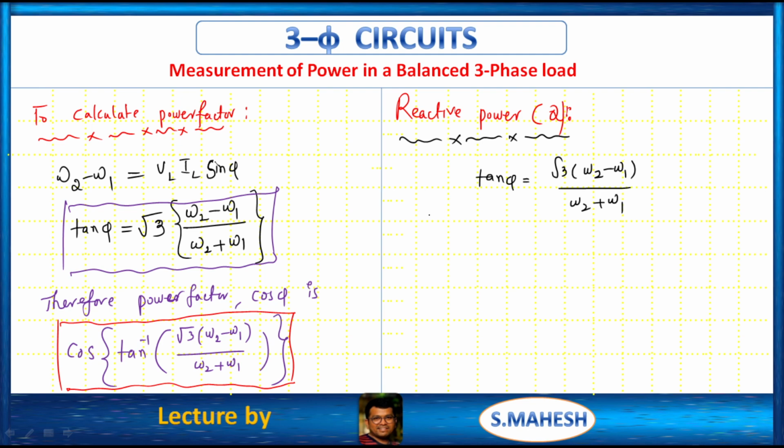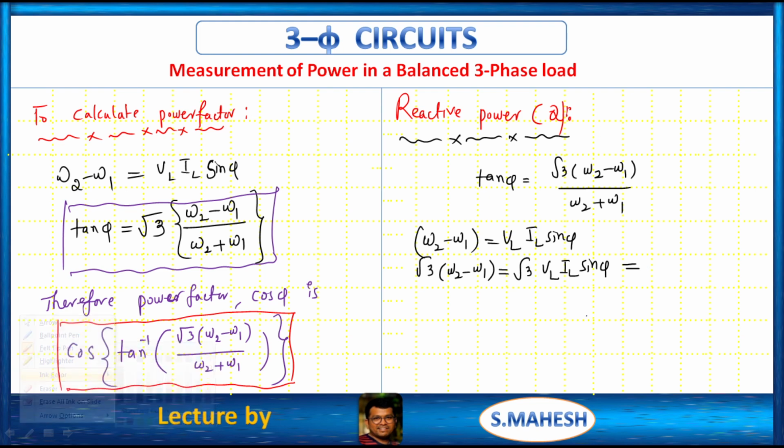Clear? Again, from this, W2 minus W1, we all know that is VL I L sin phi. Therefore, root 3 times that is equal to root 3 VL IL sin phi, which is nothing but the reactive power only, right? Q. Then Q is equal to root 3 (W2 minus W1). That's it.